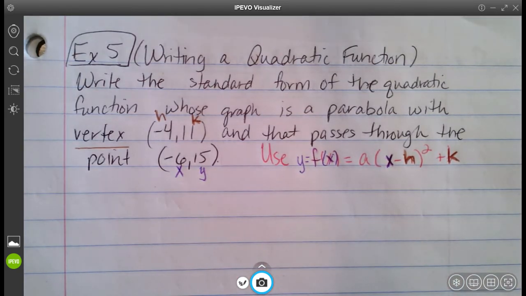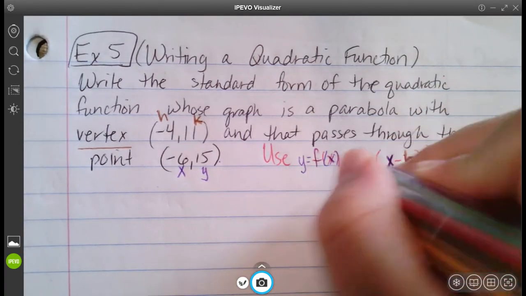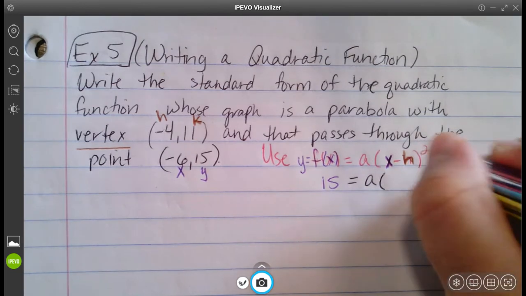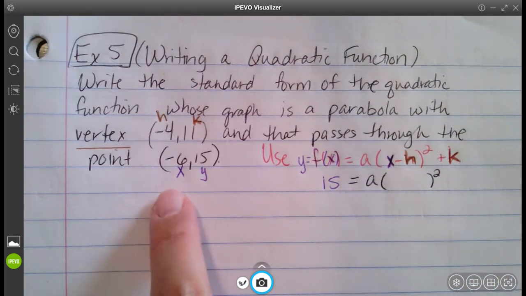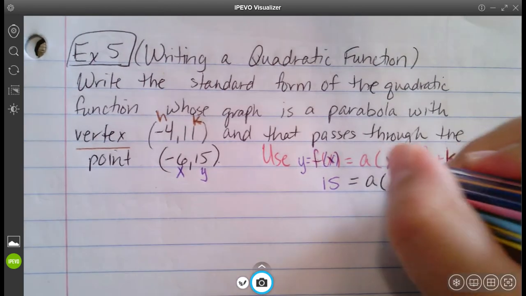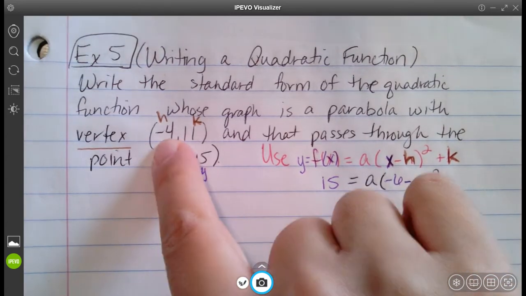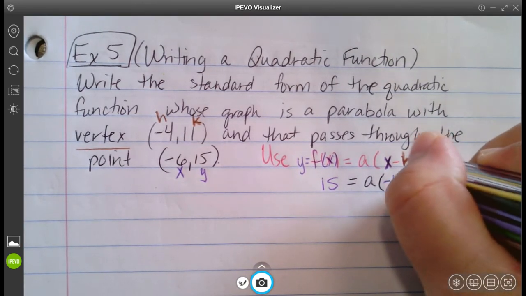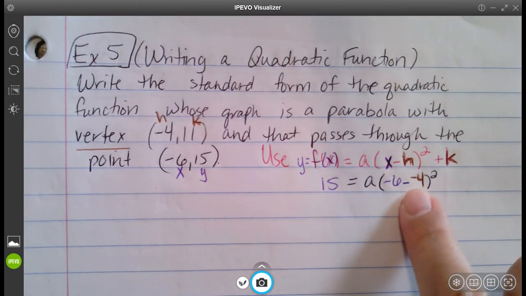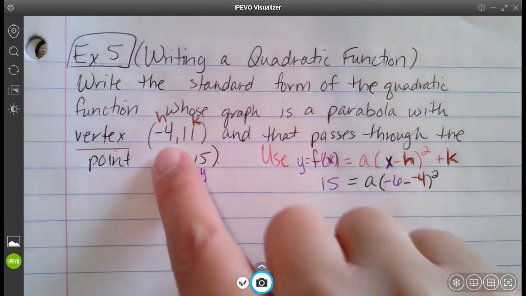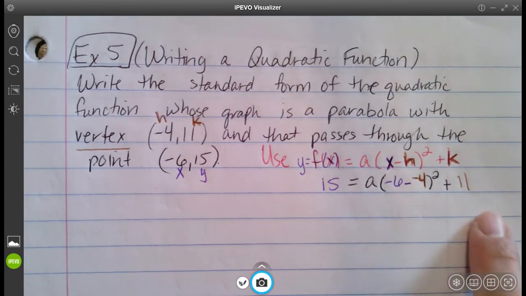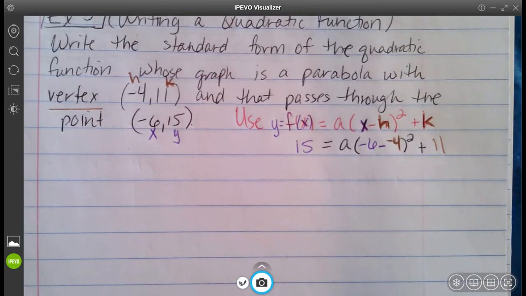We're going to plug everything in. So y equals, in this case, 15. So 15 equals a, I don't know what a is, times our x, which in this case is -6, minus our h, which is -4, all squared. Be careful with the h, because we know it's the opposite, but you're going to see here that these two negatives turn that into a positive. So that's where that plus comes out, and it becomes the opposite of this. And then plus k, so plus 11 in this case. Again, just take all these four numbers, plug them in where they need to go, and then we're just going to simplify.